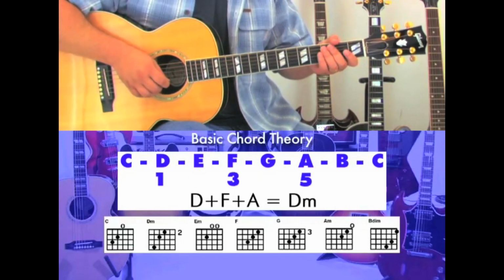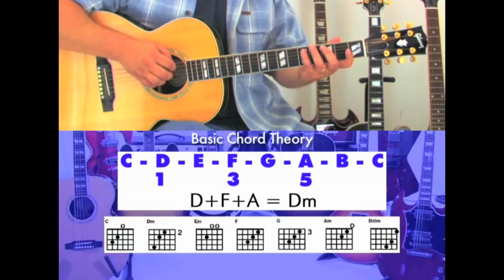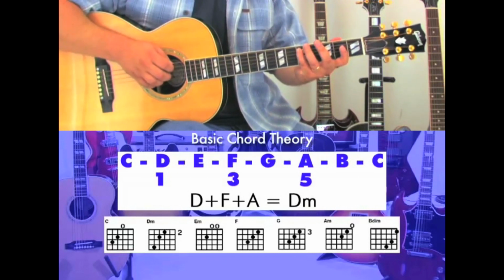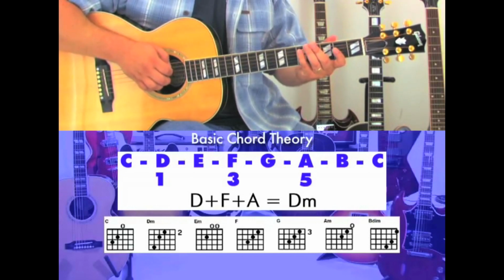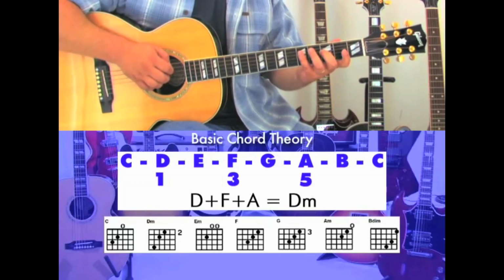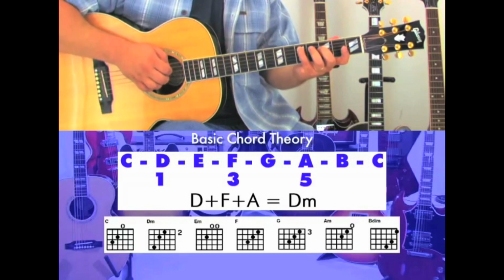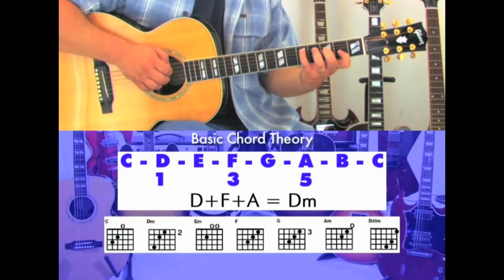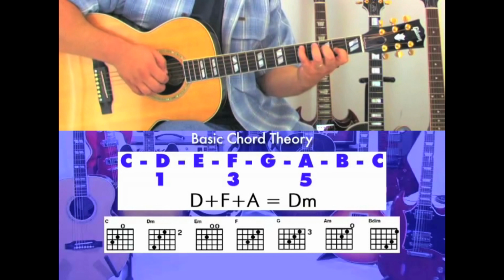To build the second chord in the key of C, start with the second scale note, D. When we apply the 1-3-5 formula, D is our first, F is the third, A is the fifth. Since F is a minor third, 1.5 steps from D, our second chord in the key of C is D minor.